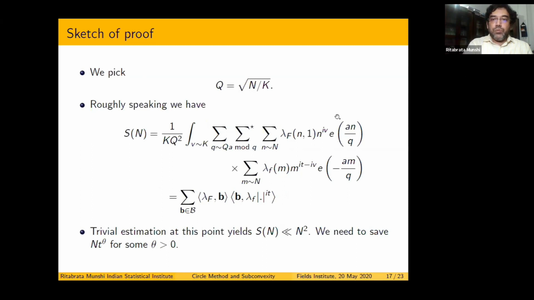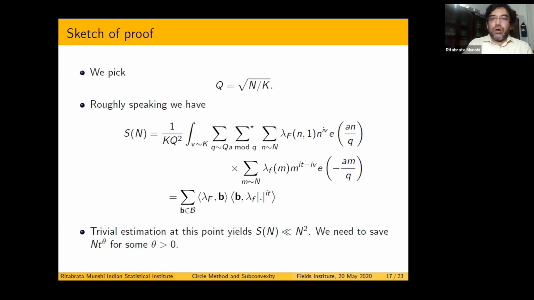And now if you estimate this part trivially, this m sum is bounded by capital N, and the number of points of summation here is q square, and this is the integral of size K. So K q square is balancing the number of points of summation that we've introduced. And this is N and N, so it's trivially bounded by N square. And we need to save N because we want to show that S_N is smaller than size N. So we want to save N and a little bit more, T to the power theta for some theta positive. And that will give you a subconvex bound.